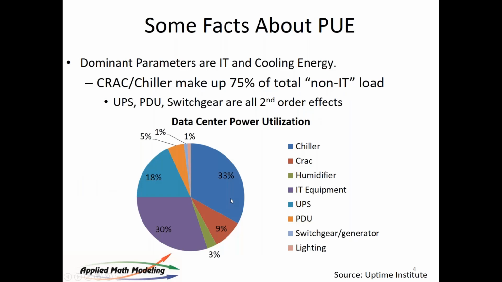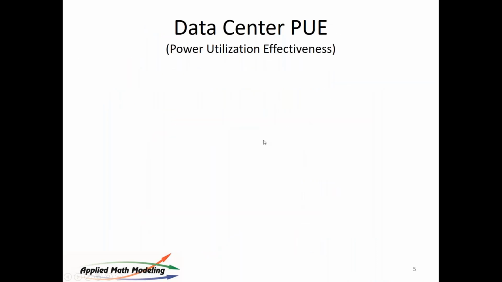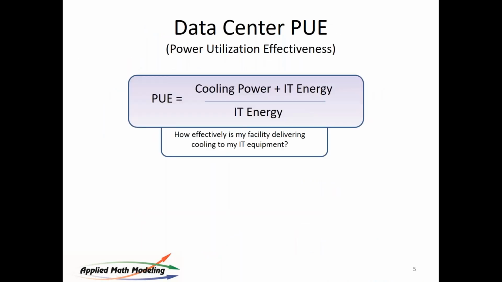This came from Uptime Institute. It's quite old, but still valid. 75% of the non-IT load goes to cooling the data center. So if you want to sort of assume these other things are getting more efficient, which they are, by the way, UPSs and PDUs are getting more efficient, then it sort of turns into cooling power plus IT energy over IT energy. That's what it turns into.